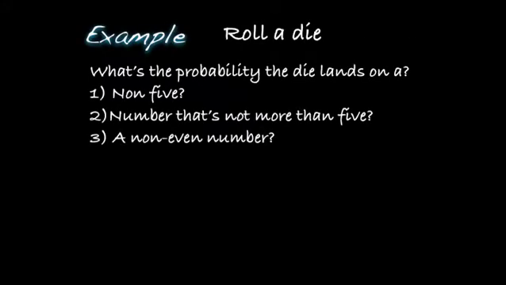For example, if you roll a die, what's the probability that the die lands on: first question, a non-5? Second question, a number that's not more than 5. Third question, a non-even number. Notice that each of these events are complements of another event.